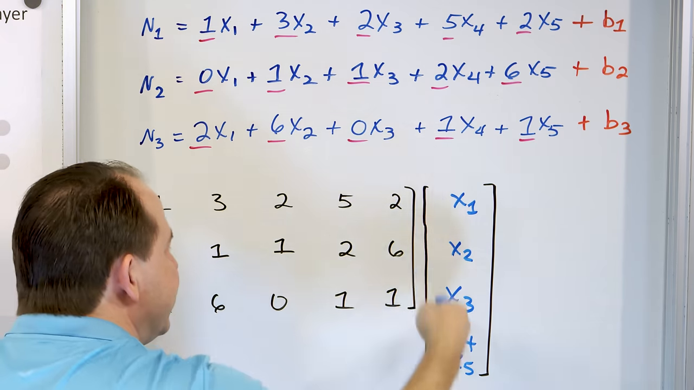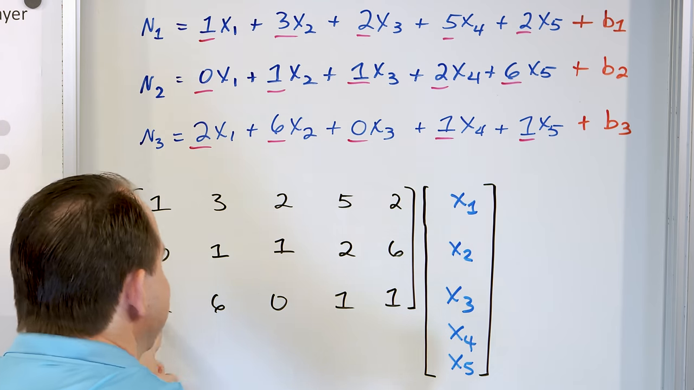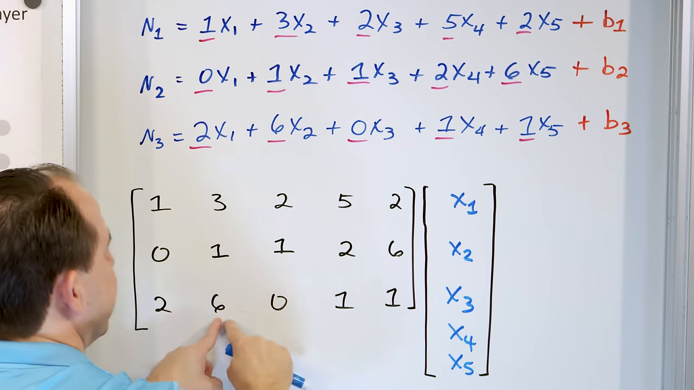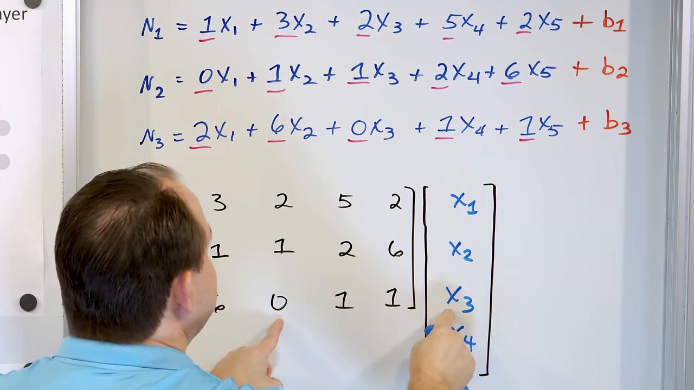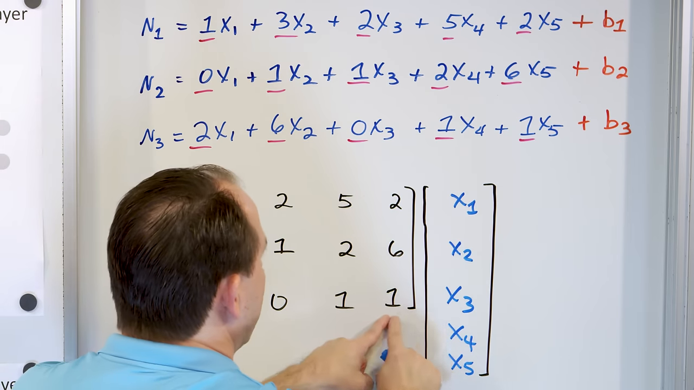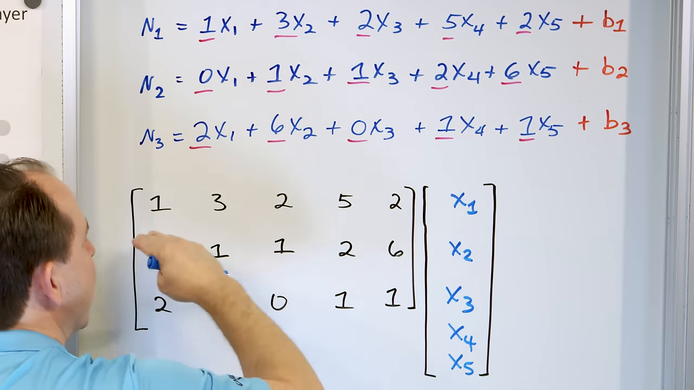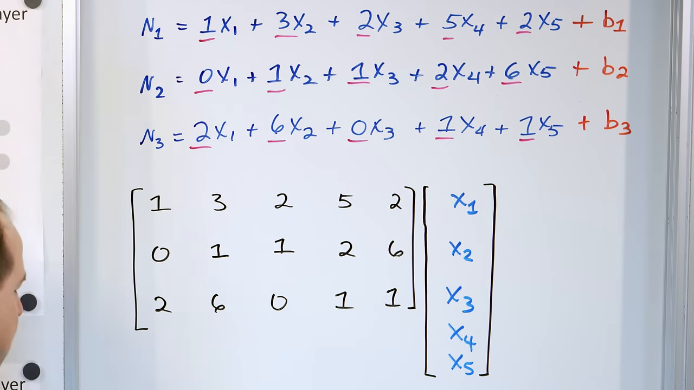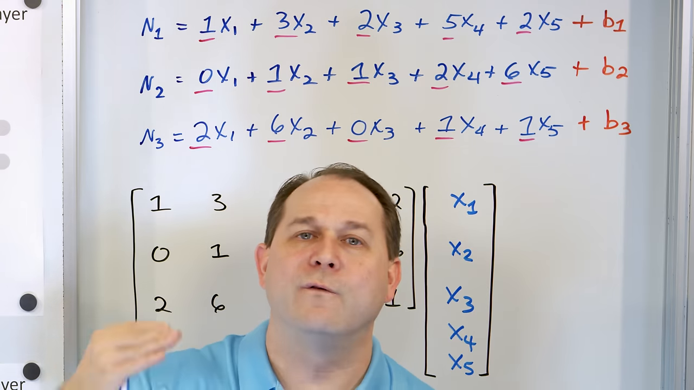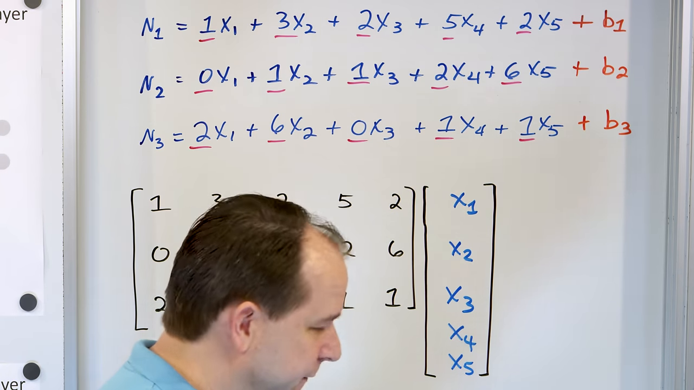You always go over and down. Finally, over and down. 2 times this is this. 6 times this is this. 0 times this is this. 1 times this is this. 1 times this is this. Over and down, over and down. Always repeat over and down to multiply matrices together.